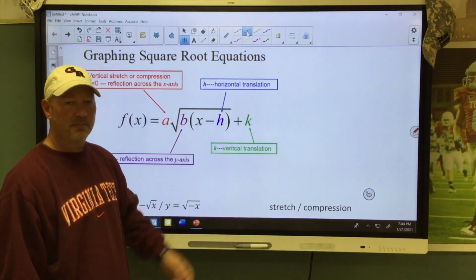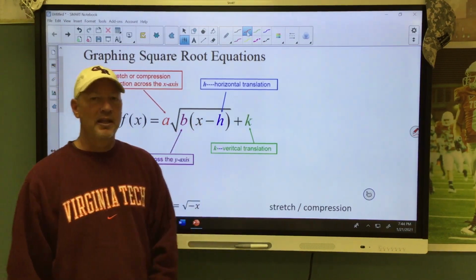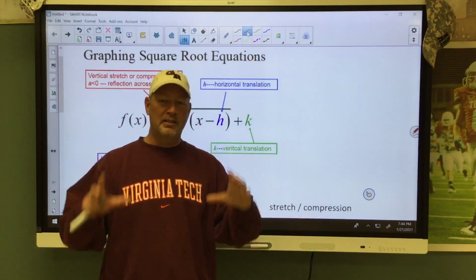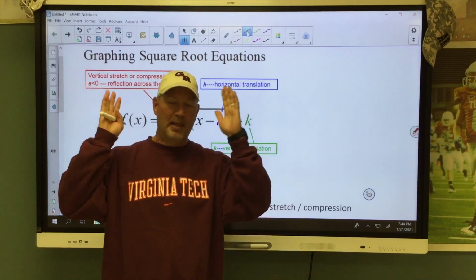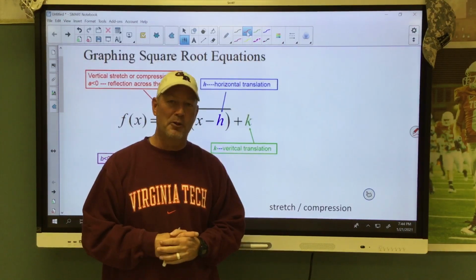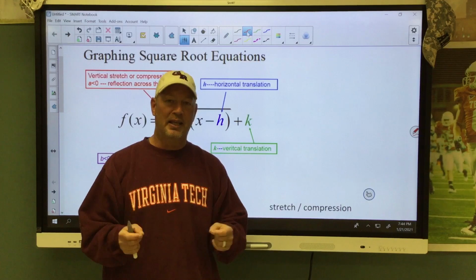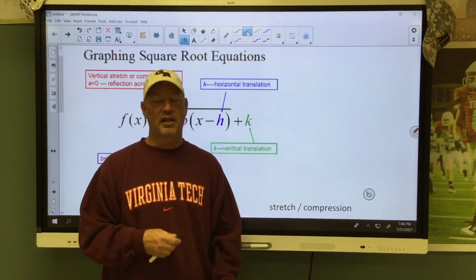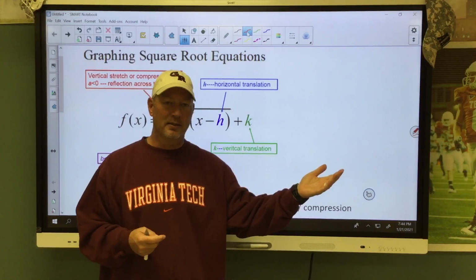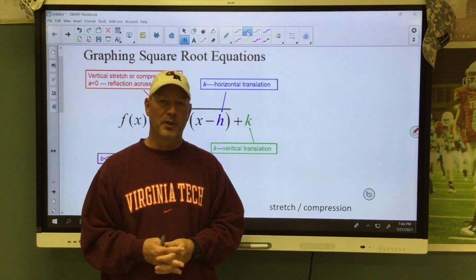The H, underneath the radical, is the same thing as being inside the parentheses squared for a quadratic, the same thing as being inside the absolute value brackets. We're thinking opposite. So instead of going right, we're going to shift left. Instead of going left, we're going to shift right. Okay? And you'll remember once we get going.